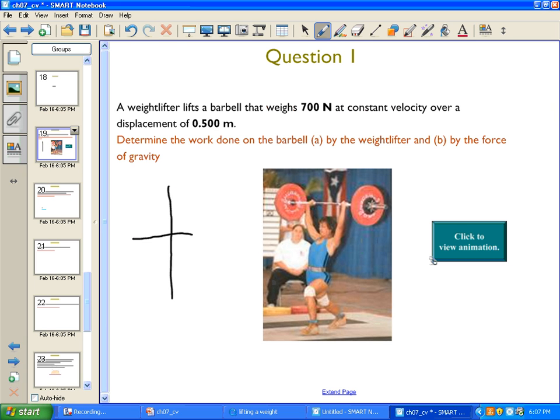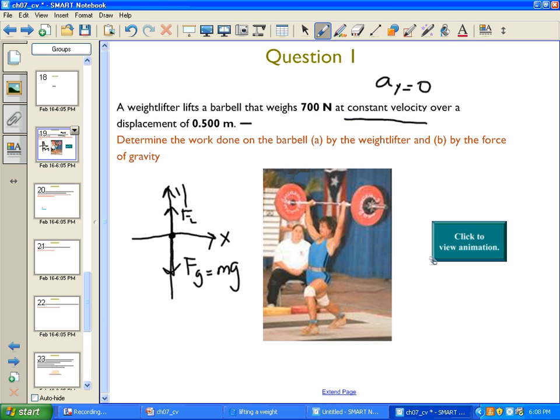of this situation. The x-axis, y-axis. Let's place the barbell at the origin and look at the forces acting on it. Well, one force is the force of gravity, which is equal to the weight of the barbell. The other force, which is the lifting force, has to equal the force of gravity in magnitude because we are told that the lift occurs at constant velocity, which implies that there is no acceleration along the vertical.